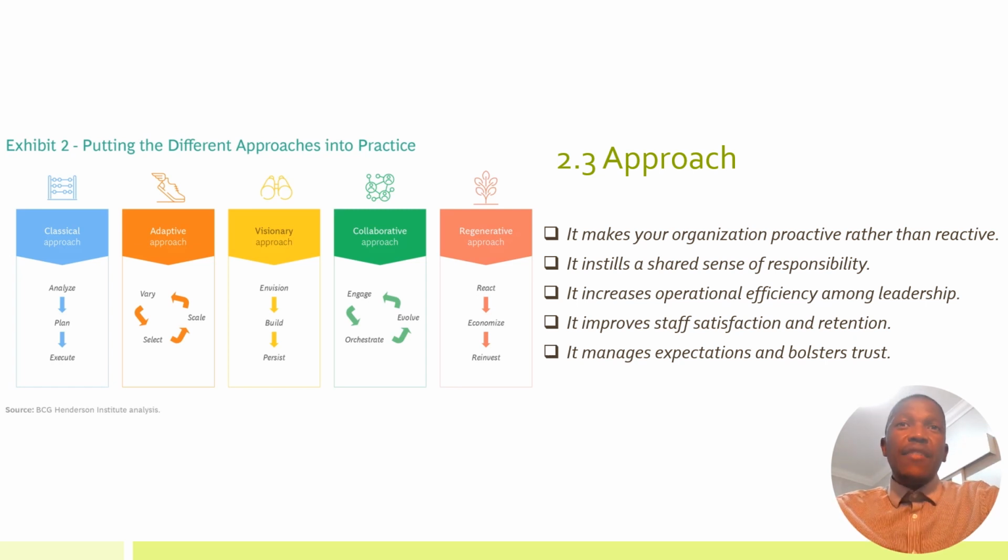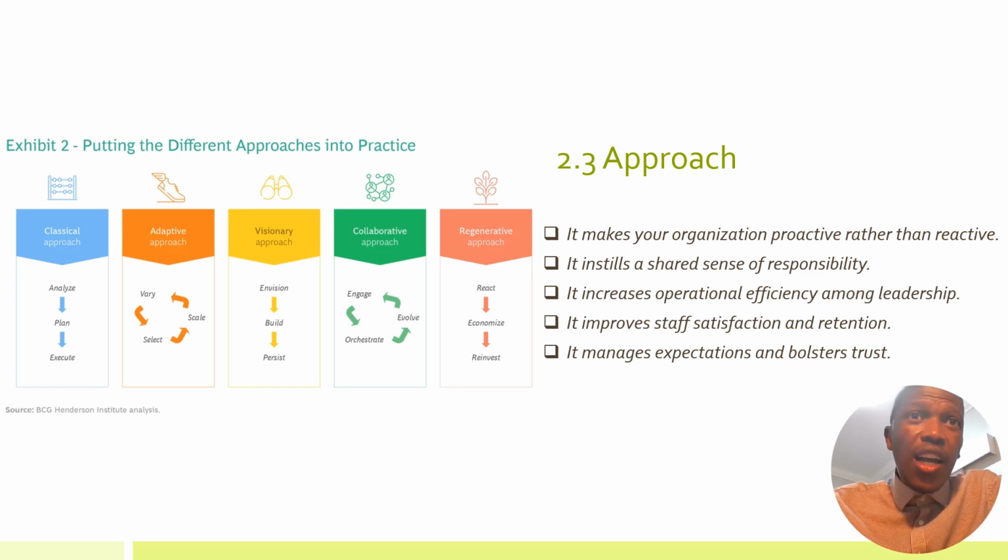The idea behind having these approaches is for you to be proactive rather than reactive, and also to be an organization that has staff who are well satisfied with what they do, so that you can retain them. And these are the approaches that are available. The first one is the classical approach, where you get a direction that you need to go in, and then you plan, and then you implement.